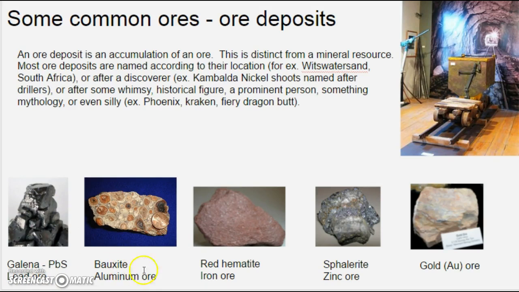We can go after bauxite to get aluminum. We can talk about going after hematite to get iron ore. Sphalerite is a zinc ore. And we can find this type of rock that doesn't even look like it contains gold, but if it's profitable, it's mined and harvested. And you literally just melt out the gold.